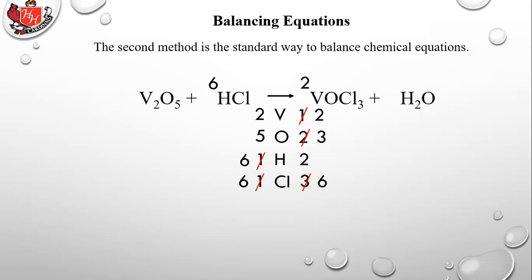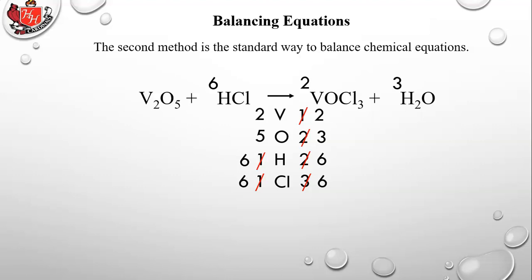Okay, now what? Well, let's look at the hydrogen. We have 6 hydrogen on the left side of the arrow, and we have 2 hydrogen over on the right side. So what we're going to do is add a coefficient of 3 to the water molecule. So now you have 3 times 2 is 6 hydrogen on the right. So we'll change that on our tally down below. The 2 becomes a 6. Now everything is in balance except for the oxygen.